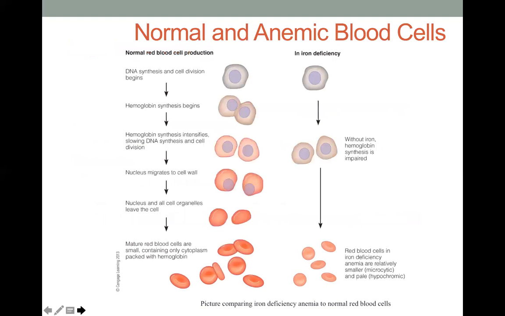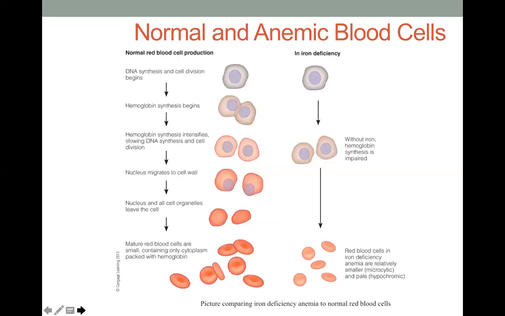Iron's role in blood cell production. So iron is absolutely needed for the production of hemoglobin, and hemoglobin binds to oxygen. Without iron, we can't form that hemoglobin unit. It won't have the central iron in it, and the red blood cells will be pale.